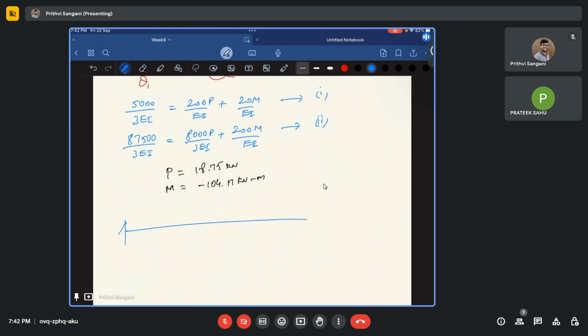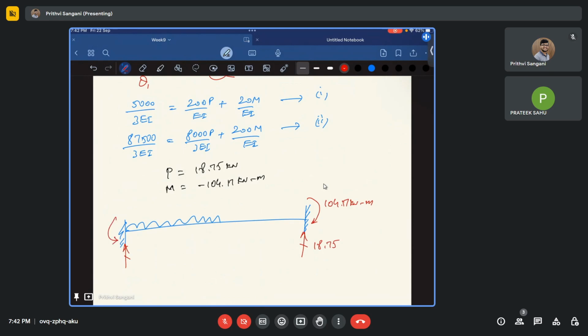So this is one equation. This is my initial question. Now what I have obtained is 18.75 and 104.17 kilonewton meter. Now I already know these two support reactions. Now I need to find this support reaction and also this.